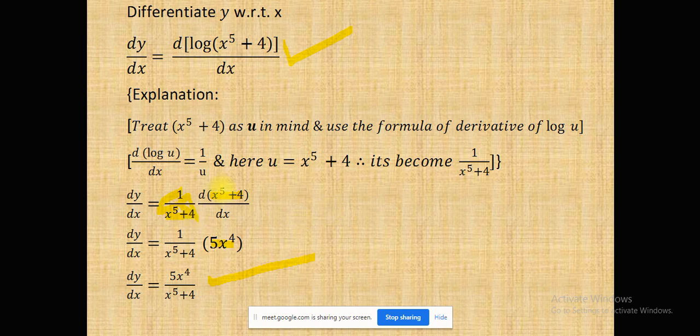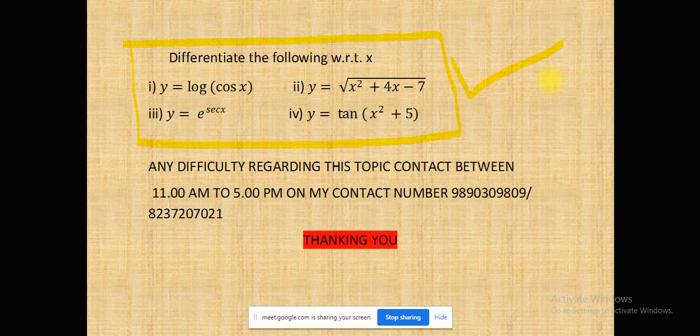Here many of you might be wondering how the derivative of x raised to 5 plus 4 is 5x raised to 4. See here, for x raised to 5 we have to use the formula for x raised to n, which is n x raised to n minus 1. N minus 1 is 5 minus 1, that is 4, and the derivative of 4 is 0. So this derivative is 5x raised to 4. Write these sums for the homework. I request everyone to write these sums for the homework.